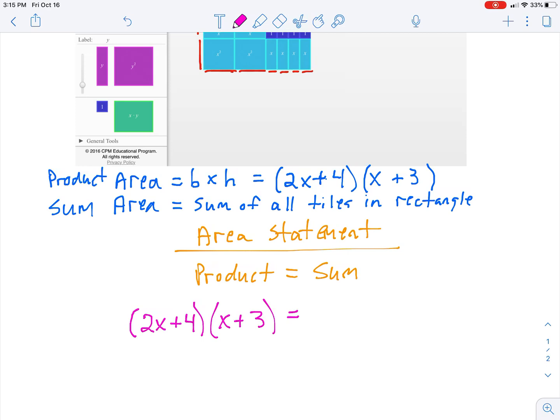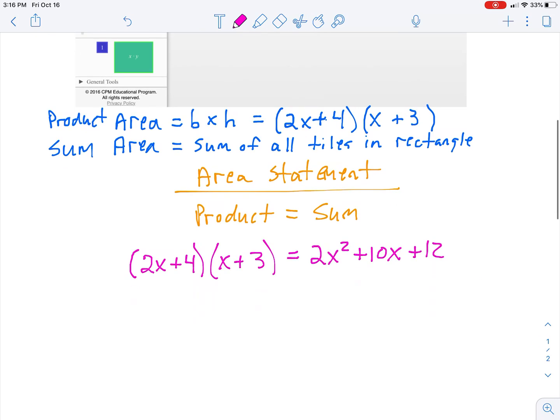That has to be equal to the sum of the parts. And the sum of the parts were, well, I had 2 x squared tiles, I had 10 x tiles, and I had 12 one tiles. And that's the sum of the parts right there. It's basically adding up all the areas of all the tiles I have. And that's exactly what 2x squared plus 10x plus 12 is.